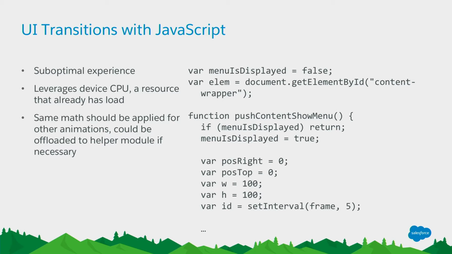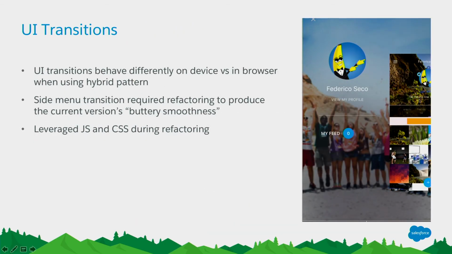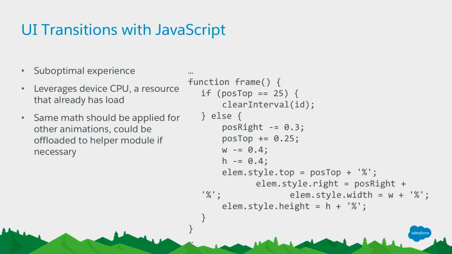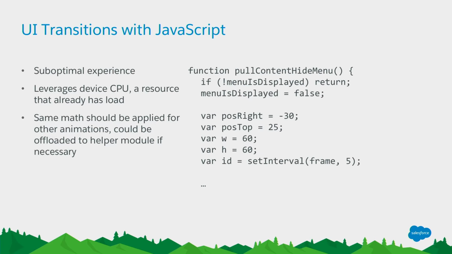So what we're showing here is we're starting off with the menu being displayed. It's not being displayed at that time. And we're grabbing the content wrapper, which represents this portion over here on the right, which is our sliding feed view. And what we're doing is, if it's going to push to the side, we actually grab the position, and we slowly move it over there using JavaScript. And similarly, if we want to bring that menu back, we're doing a separate hide function to accommodate that.